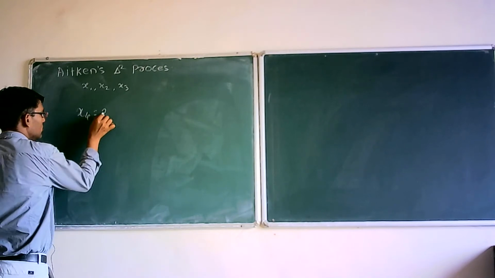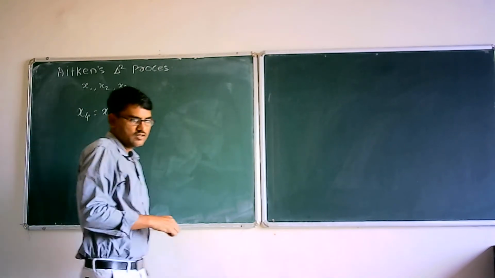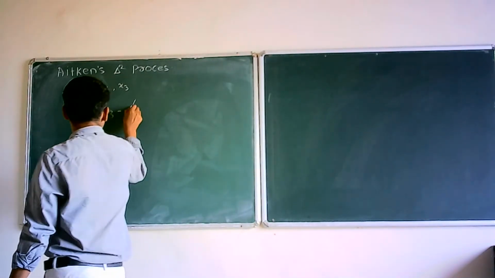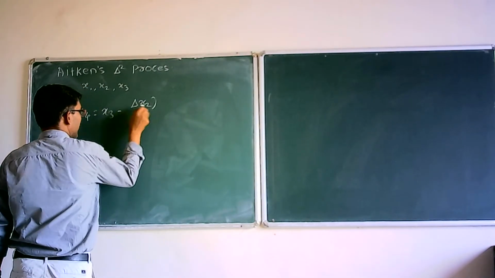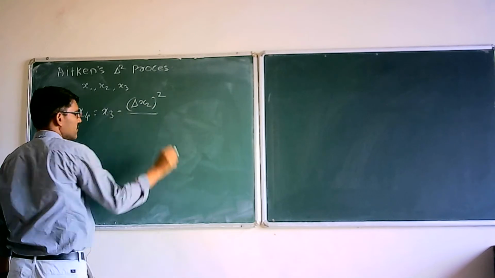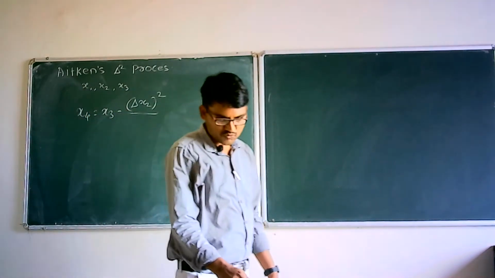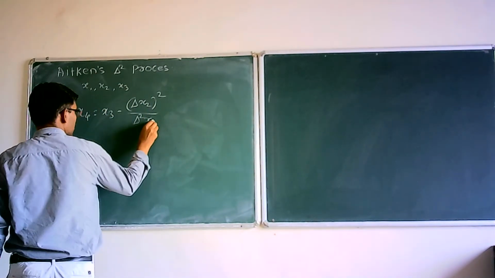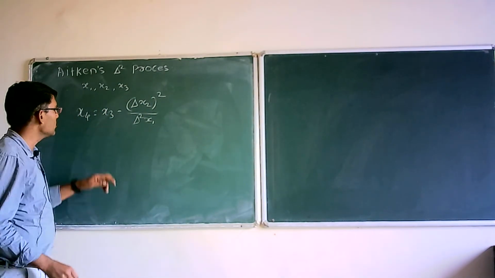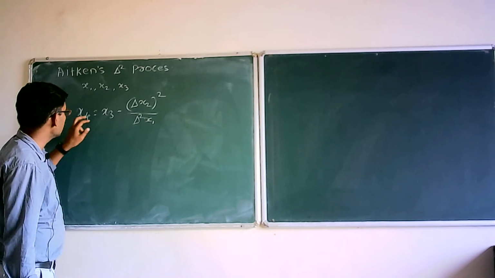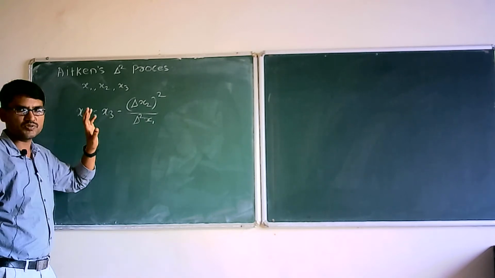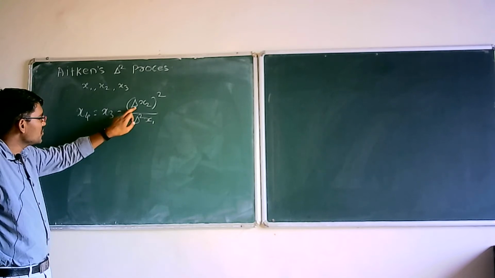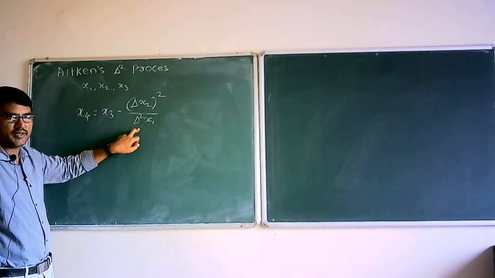x4 is equal to x3 minus (delta x2) bracket square divided by delta square x1. Now in this process, you know how to determine x1, x2, x3. These values we can determine by using the iteration method. Now you know x3, but how to determine this delta x2, delta square x1?